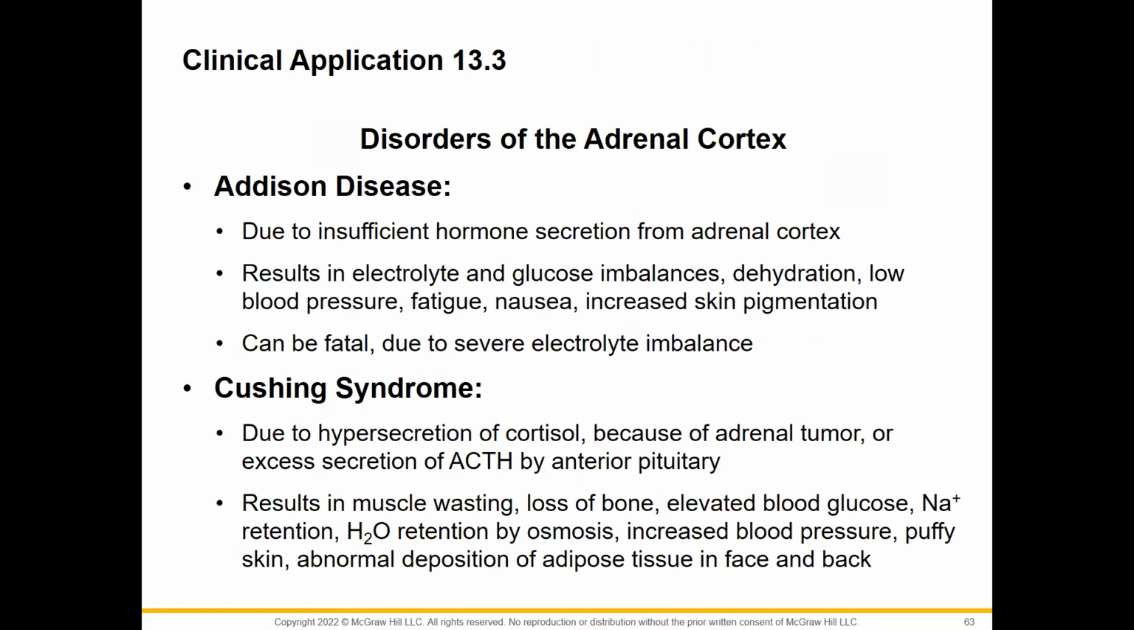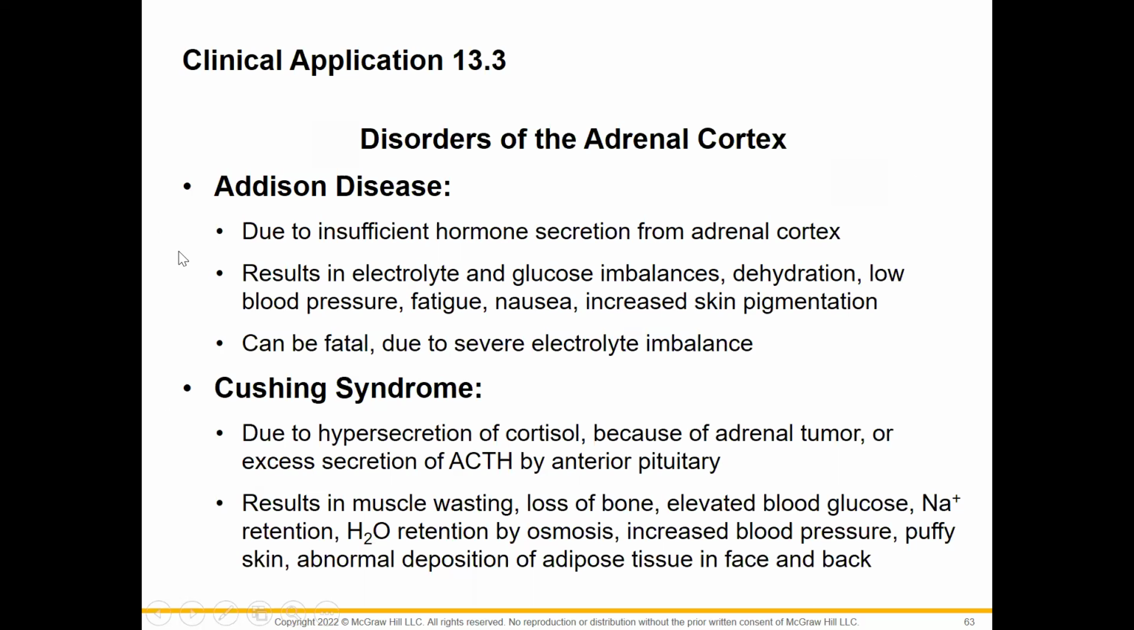Now let's talk about disorders of the adrenal cortex specifically. The two main disorders are Addison's disease and Cushing's syndrome. Addison disease occurs when a person has insufficient hormone secretion by the adrenal cortex. So basically, this is decreased functioning of the adrenal cortex.